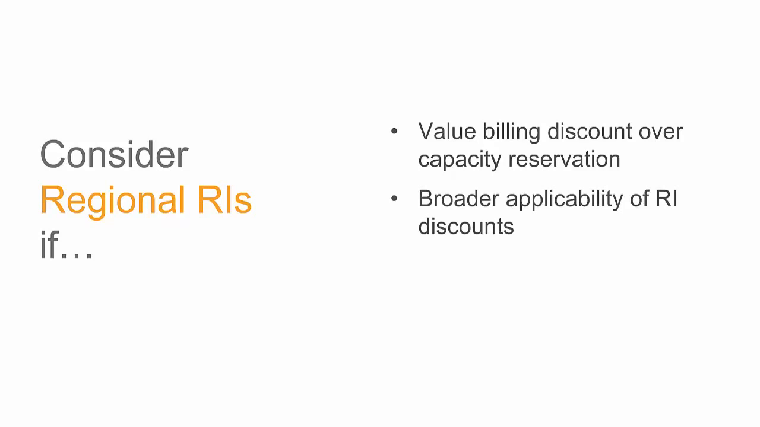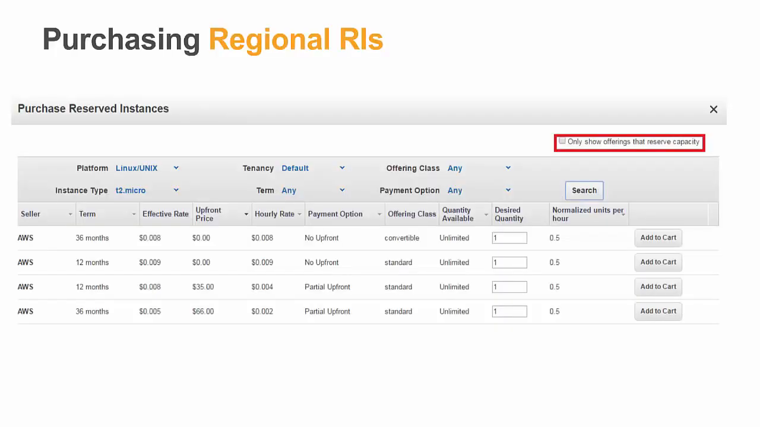So when should you purchase regional RIs? Consider regional RIs if you value the billing discount provided by RIs more than the capacity reservation and would like to take advantage of the broader applicability and flexibility provided by regional RIs. You should also consider purchasing regional RIs if you predominantly purchase RIs in the payer account, but all your usage is in the sub-accounts, because capacity reservation of a zonal RI is only available in the account that purchased the RI.